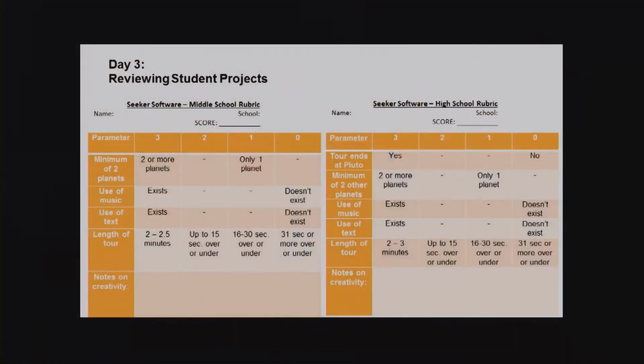And then the last thing we did that day is we said, okay, now that we've learned how to use this software, what do we want the students to do? I actually had both middle school and high school teachers as part of this cohort. So we put the middle schools together and they came up with their own rubric of what they wanted, their expectations for their students to be able to do. High schoolers did it too. So you can kind of see this is the rubric that we use.